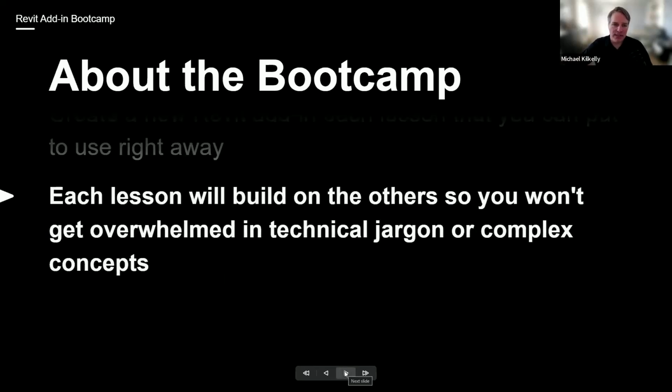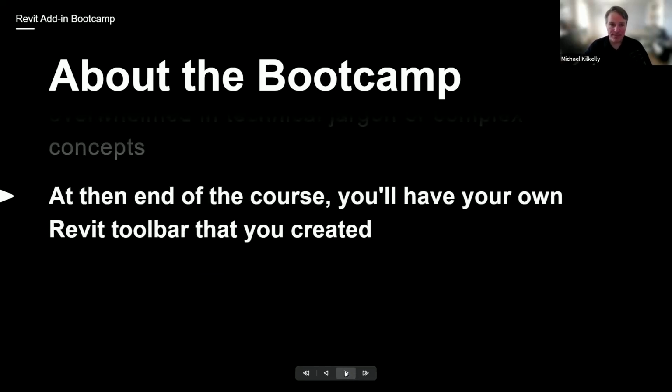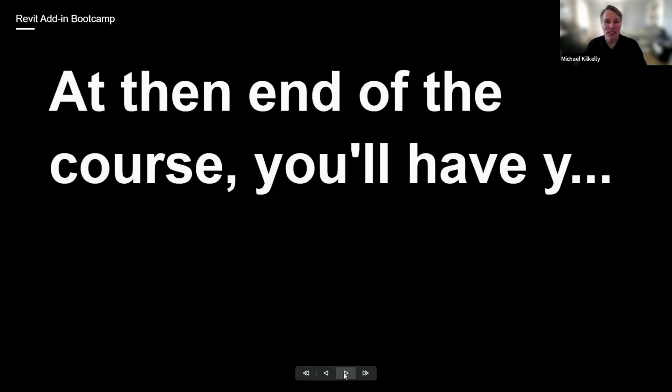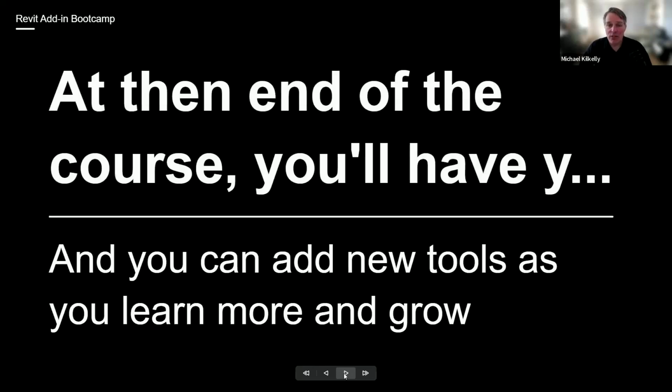And it is progressive. Each lesson builds on the others. We don't throw you in the deep end right away. We kind of step our way into it. And then at the end of the course, you have your own Revit toolbar that you created. It's kind of fun to be able to see that. And then you can add new tools as you learn more and grow. It's been really fun. I've had bootcamp students who then progress to the follow-up, which is the Revit Add-in Academy. I have some of them who've been in the academy for a year or so or longer. And it's really fun seeing the stuff that they've created. Some are architects, I have structural engineers, we have electrical engineers.